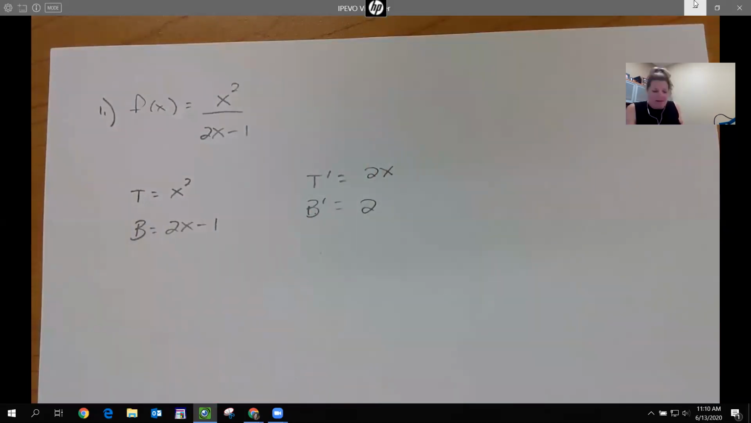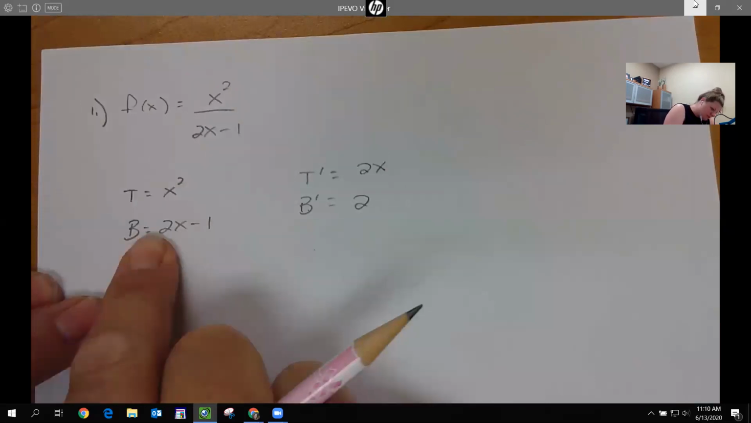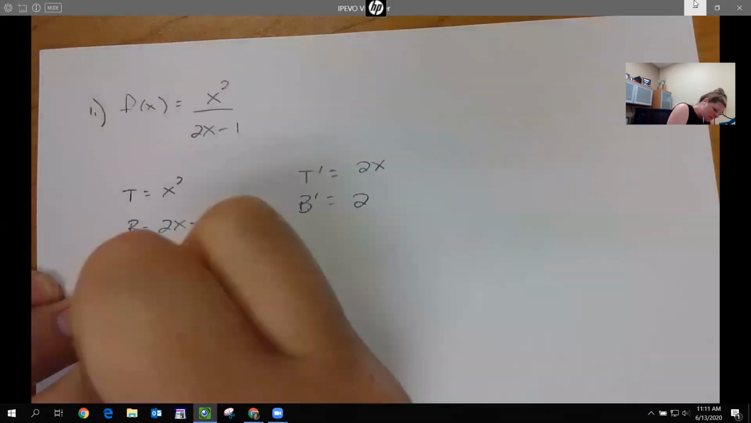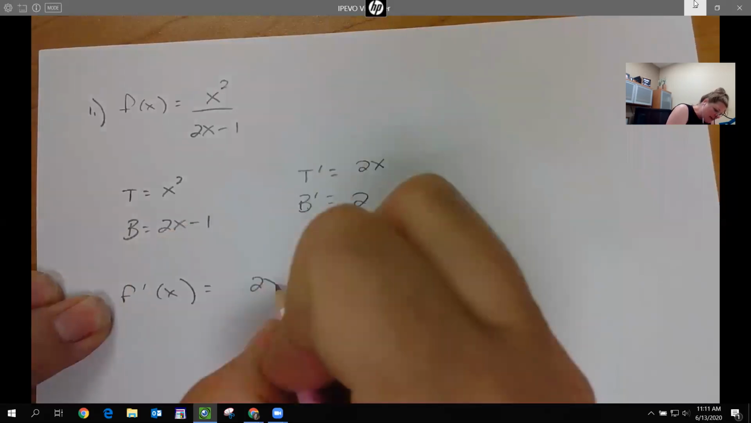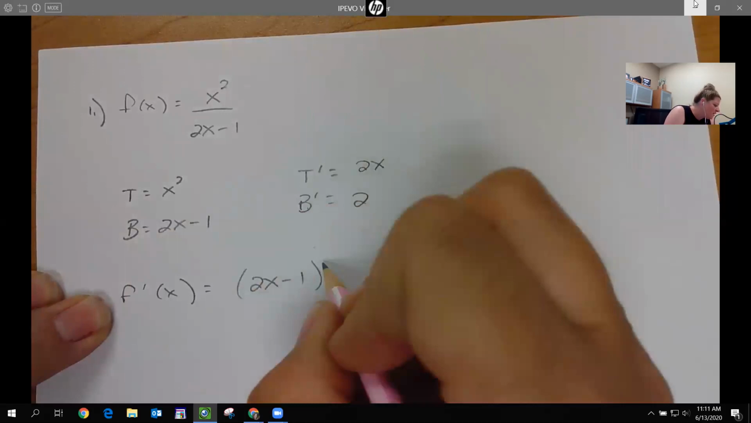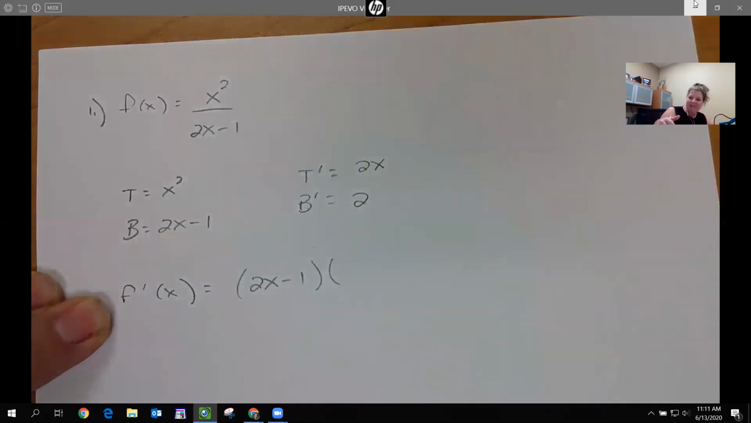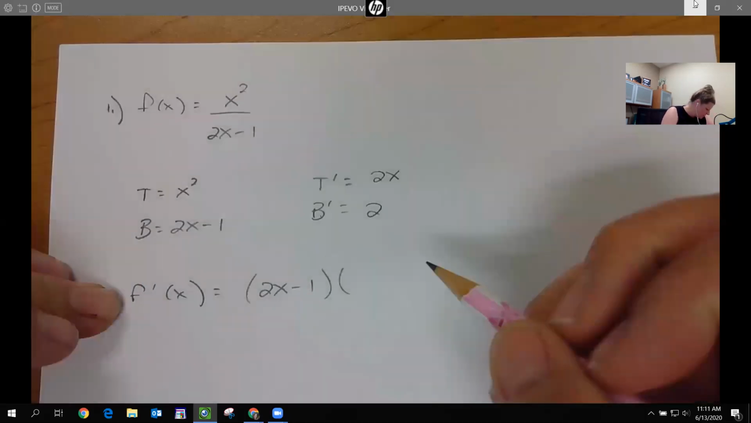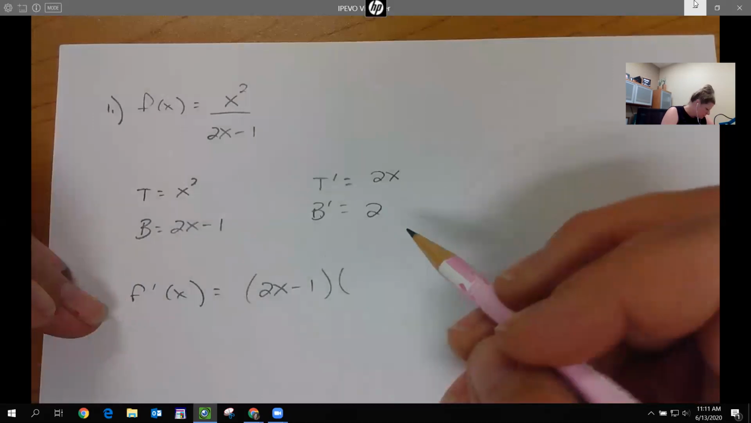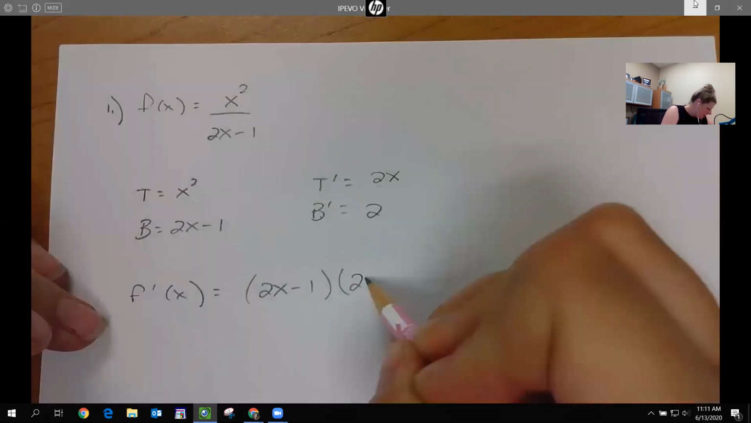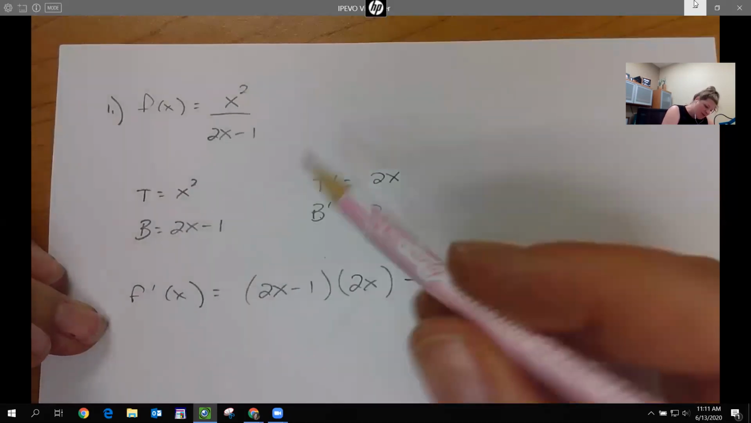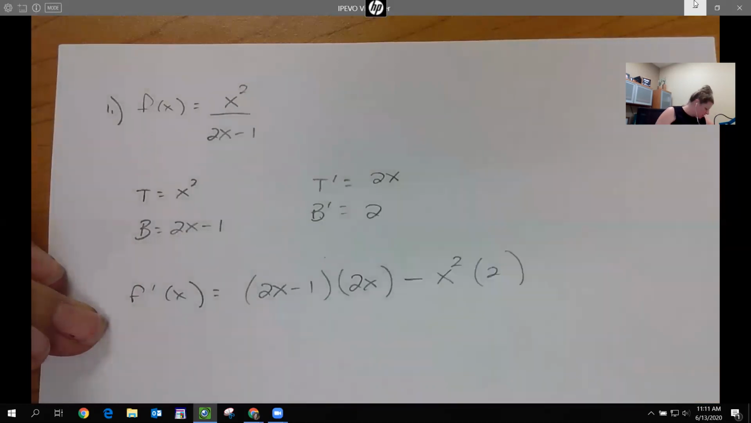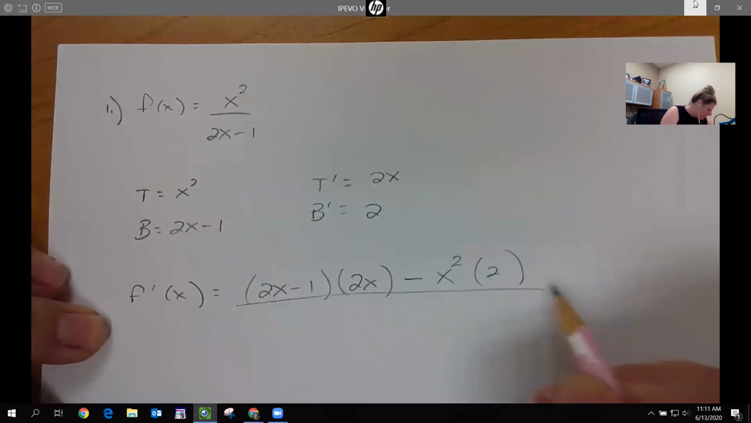Oh, and what does it say? Low d high, right? So we got to start with the bottom original. So for the derivative, we have the bottom original, 2x minus 1, times the, so it goes low d high, derivative of the top. So the derivative of the top is 2x, minus x squared, the top, times the derivative of the bottom, which was just 2, all over the bottom squared.